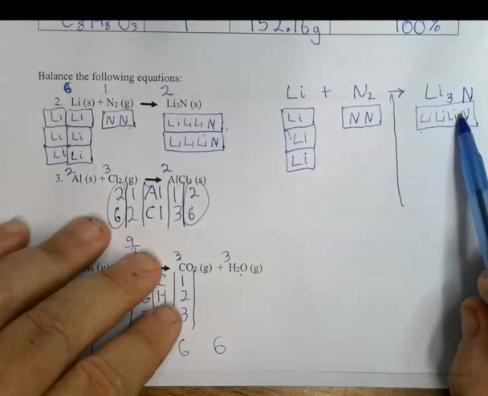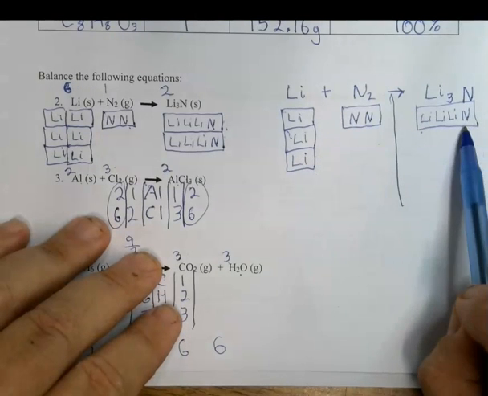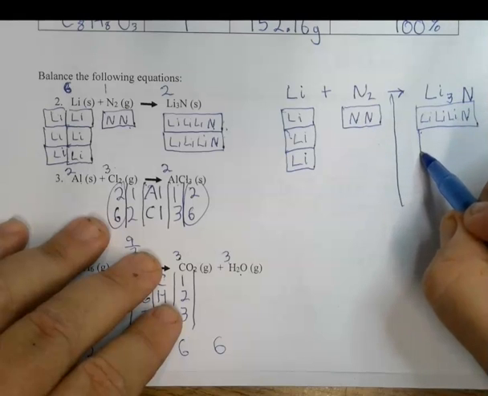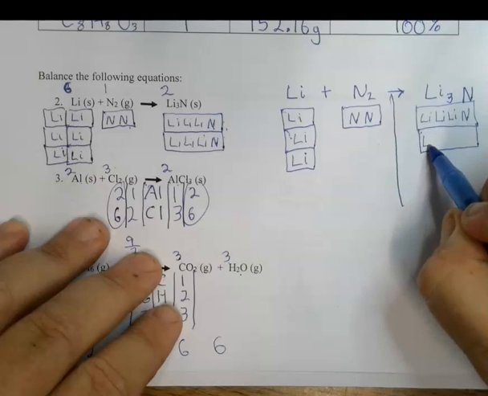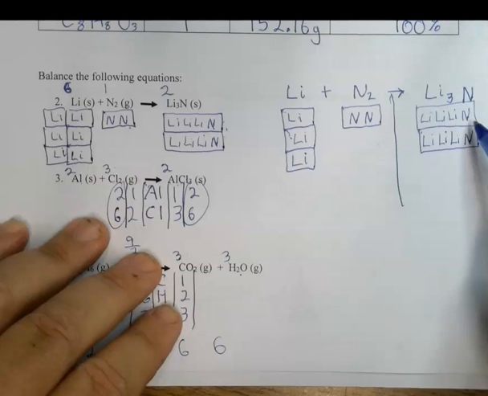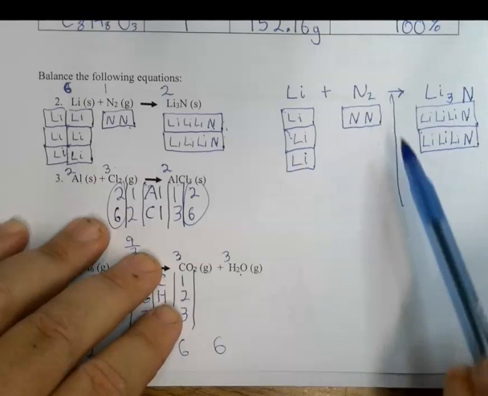Okay, so now I balanced lithiums, 3 and 3. Now I'm going to balance nitrogens. I have 1 on this side and 2 on this side, so I've got to draw another box here to make nitrogens balance. But I have to make a photocopy of the box above. It's got to be exactly the same elements, okay? So now I have 2 nitrogens here, 2 nitrogens here.